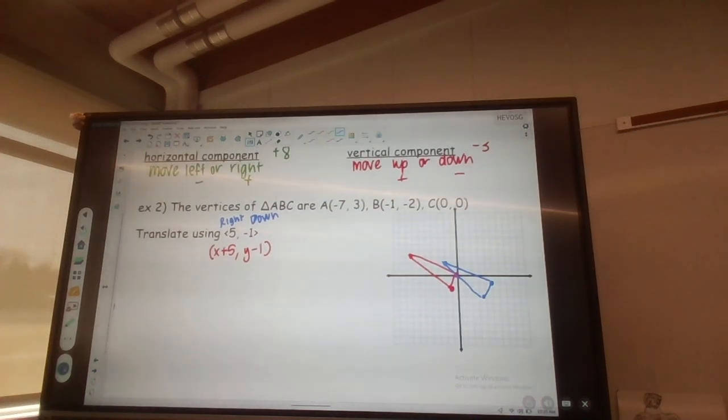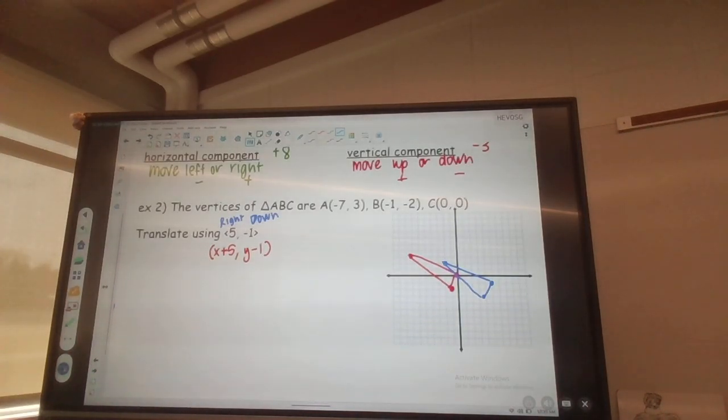I'll get you guys your homework that goes with this. I kind of cut and pasted two worksheets together. So just so you know, the numbering goes a little bit out of order.